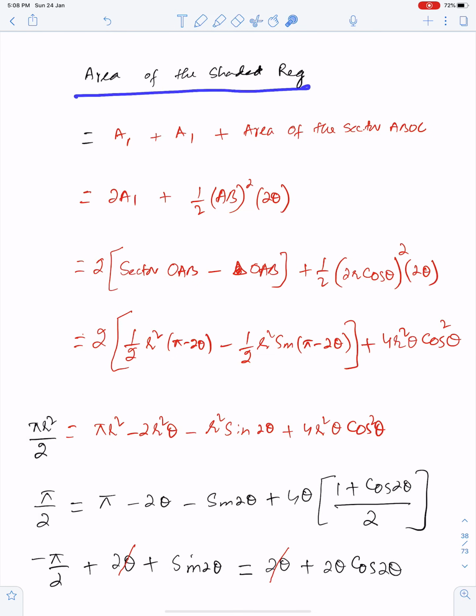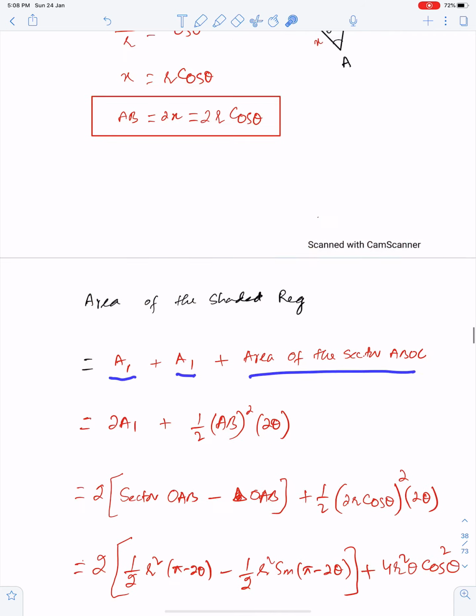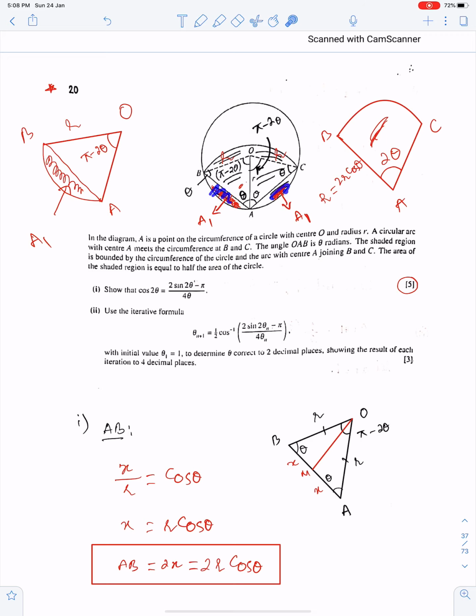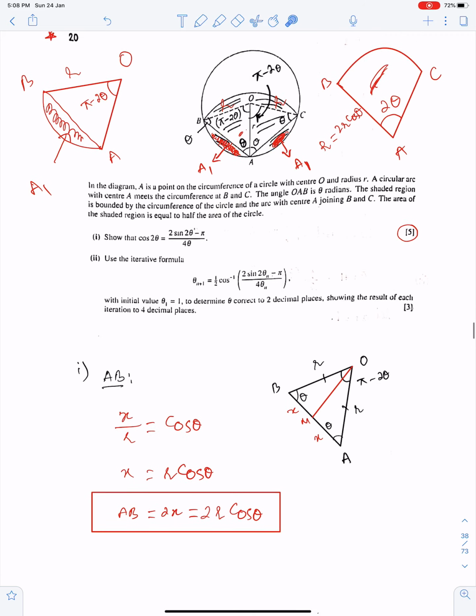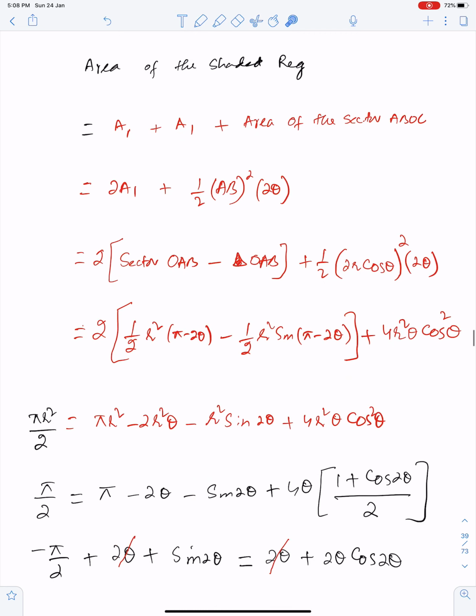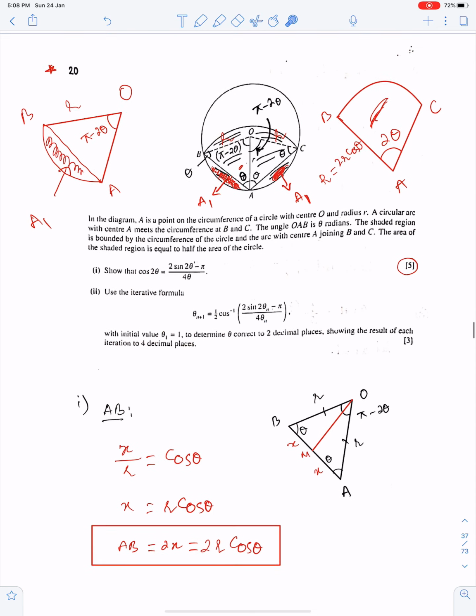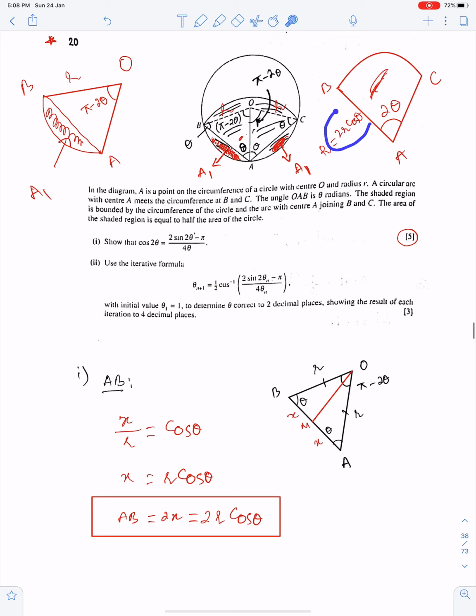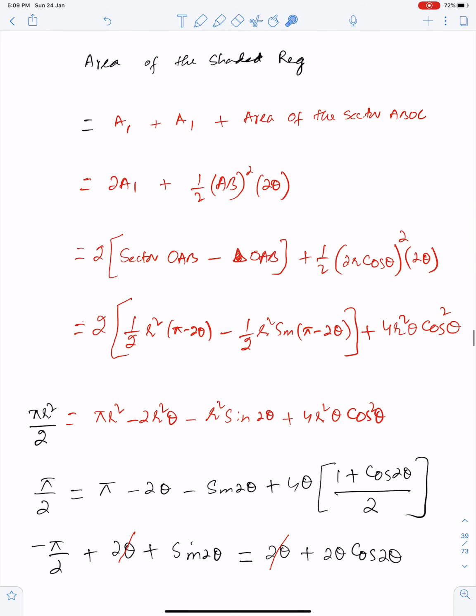Area of shaded region. It should be A1 plus A1 plus area of the sector. This A1, and this area of sector. This will be 2A1 plus area of sector. Area of sector is half radius square times theta. Radius of this sector is AB. This is the radius and angle is 2 theta. So area of sector, we have the length of AB. It's 2r cos theta. 2 theta is copied. Half is copied.